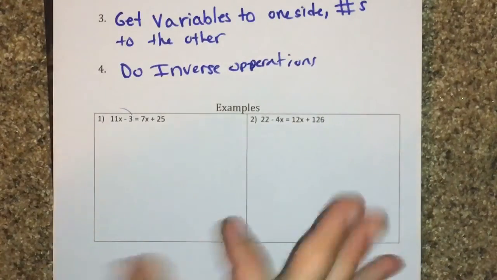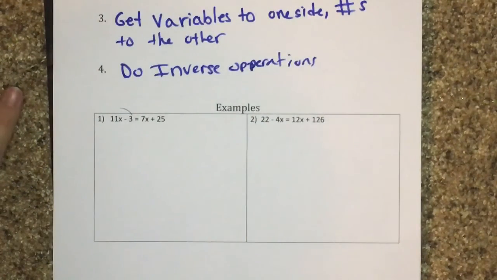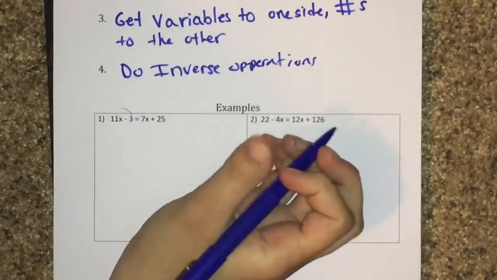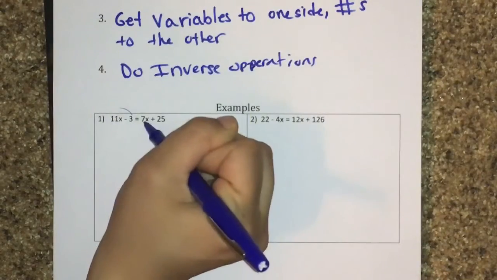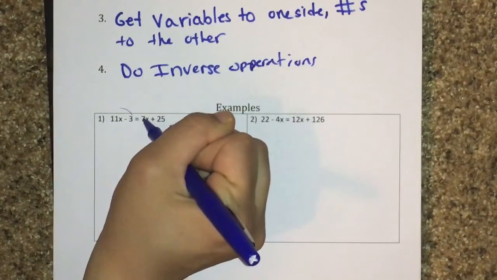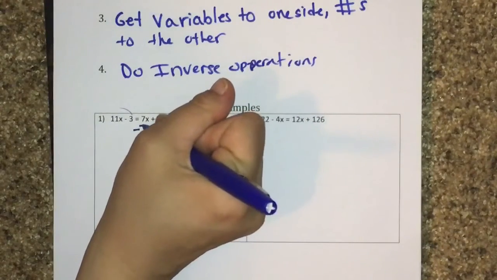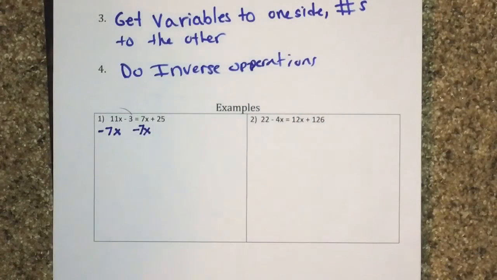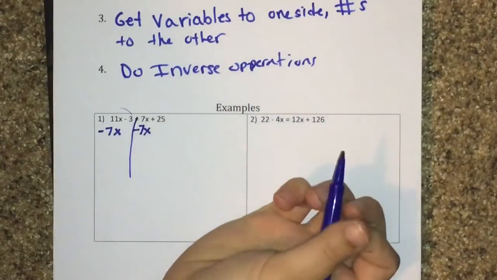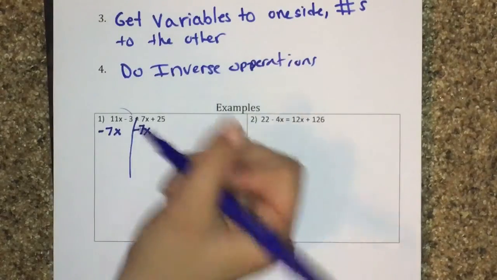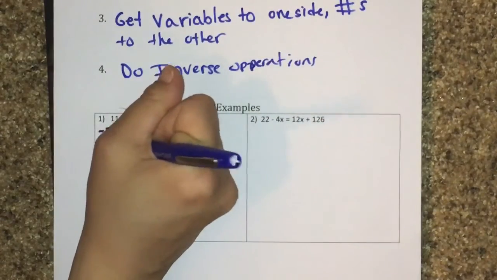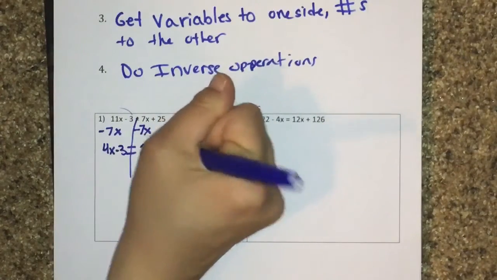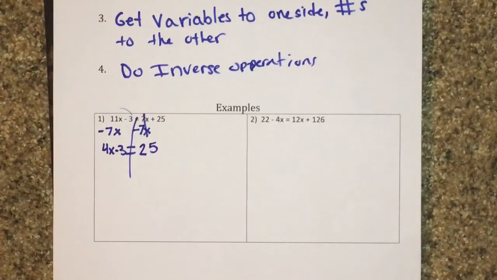Step 3, get your variables to one side of the equal sign and your numbers to the other. In this case, I'm going to start with my variables. So I have an 11x and a 7x. I'm going to move the 7x over to this side. Since it's positive, in order to get it to the other side, I need to subtract it. Remember, whatever you do to one side, you have to do to the other side. 11x minus 7x is 4x. And the 7x and the negative 7x cancel.